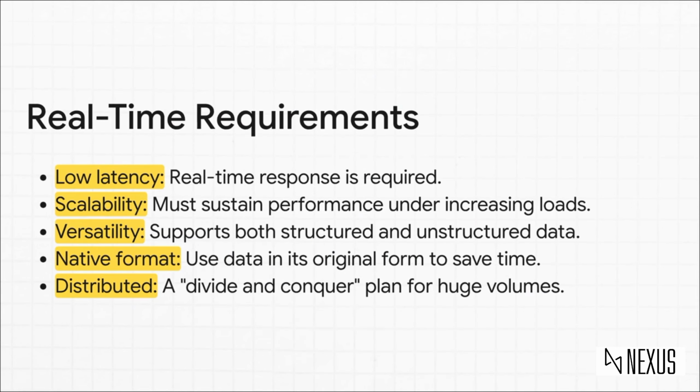Now, to make this streaming magic happen, a few things are absolutely non-negotiable. First, you need incredibly low latency. Real time means right now, not a few seconds from now. The system also has to be massively scalable, because you never know when you'll get a huge spike in data. It needs to handle all kinds of data, structured and unstructured, and usually in its raw format, so you don't waste time converting it. And finally, it's almost always a divide and conquer game, using distributed computing to spread the workload across many machines at once.